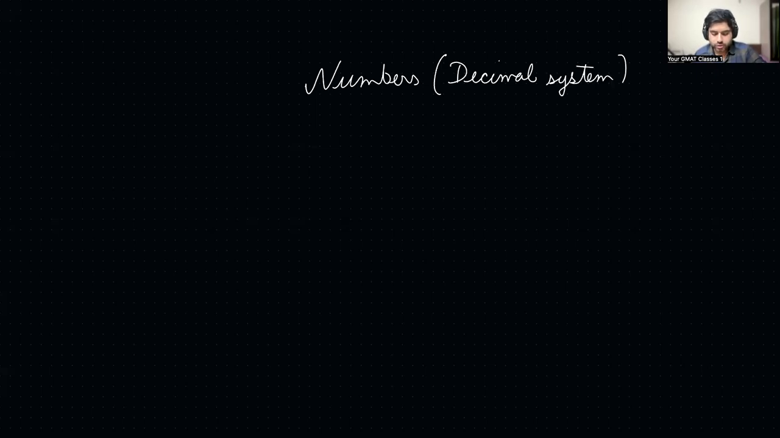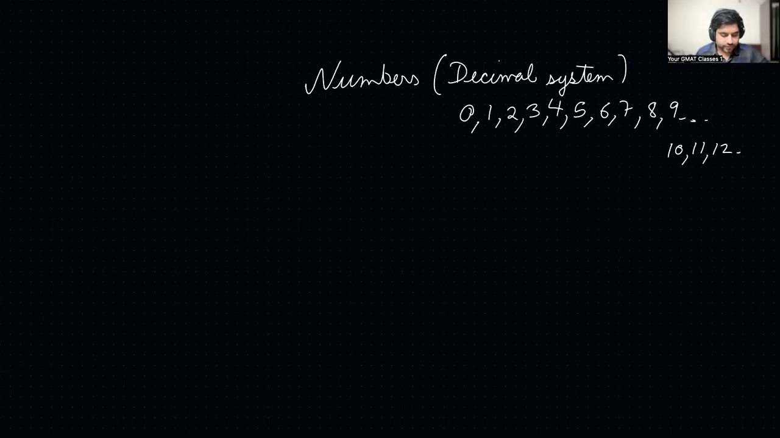If I talk just about the numbers that we use, the first thing that we need to know is that we operate on the decimal system. The decimal system is the system which has numbers from 0 all the way till 9. So the decimal system has 10 numbers. And after 9, you will start getting two-digit numbers, which is basically 10, 11, and 12.